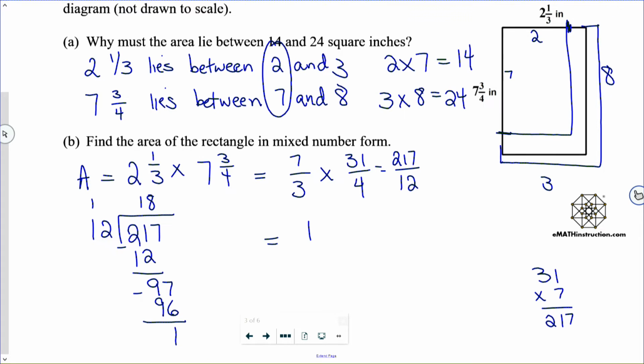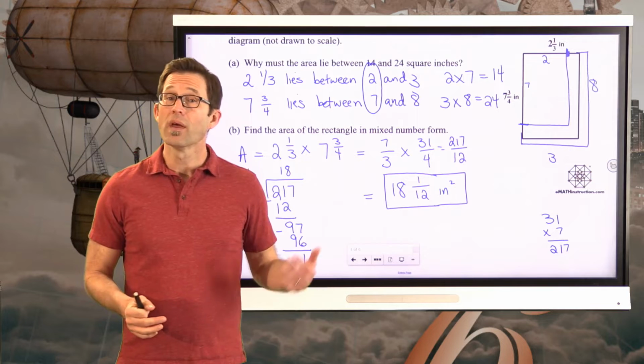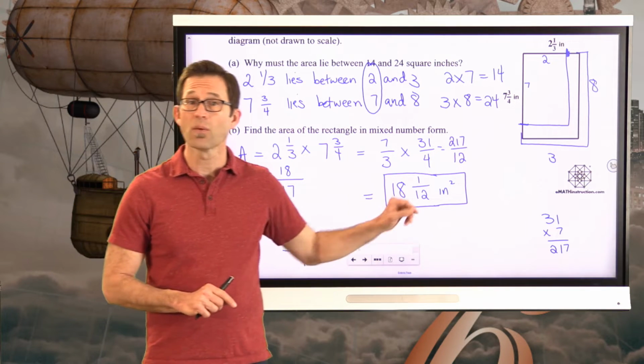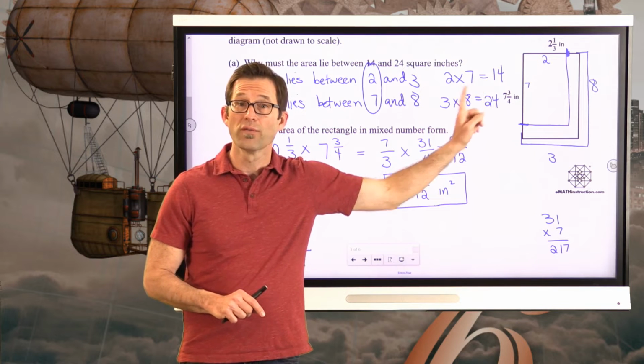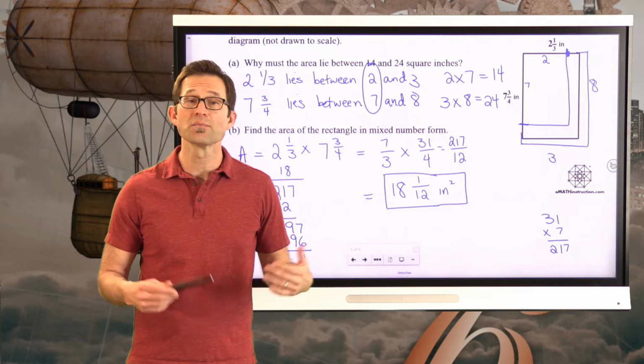So that means my answer is 18 with a remainder of 1, but then that becomes the numerator, and I get 18 1/12. Oh, shoot, I didn't use correct units. Let's get that. 18 1/12 square inches. Always want to have my units. 18 1/12. And again, it would be hard to know how realistic this answer is, but the great thing is 18 1/12 definitely lies between 14 and 24. It doesn't tell me that this is the right answer, but it tells me it's reasonable.